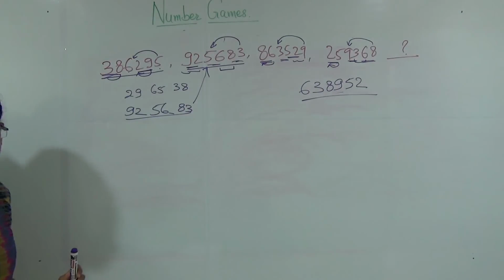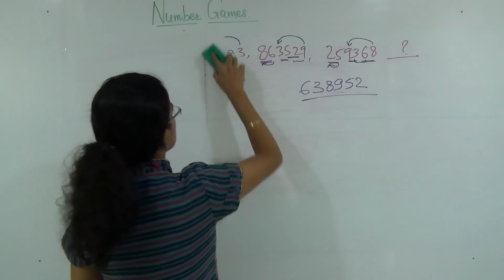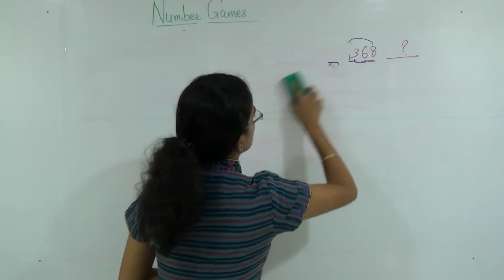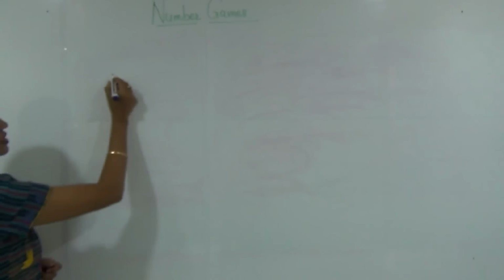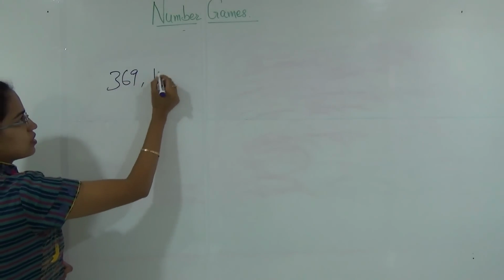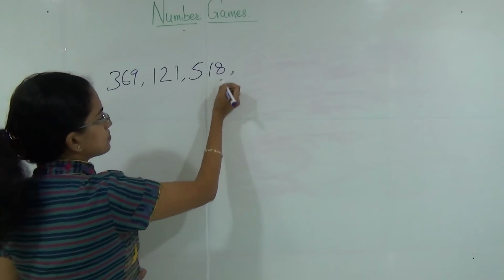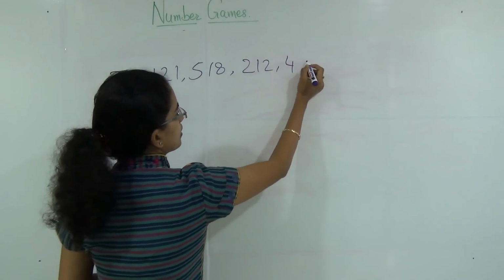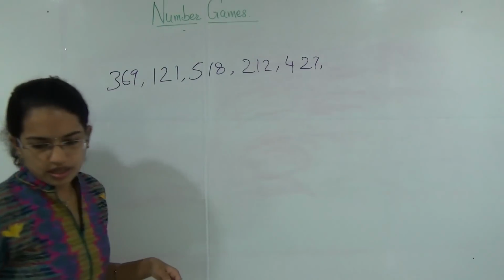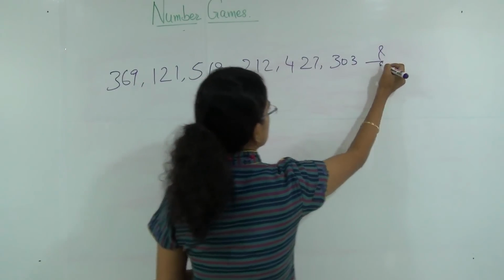Now let me move on to the next question in today's class. The next question here is 369, 121, 518. Then you have 212, 427 and 303. What would be the next number?